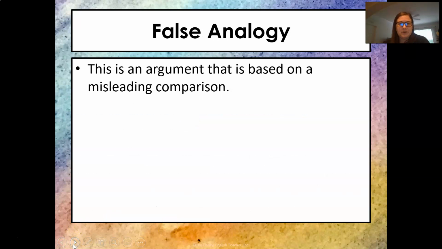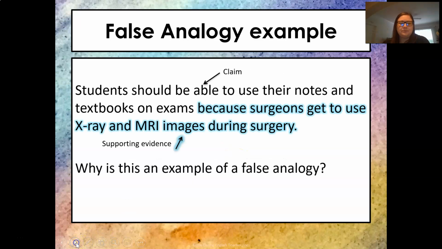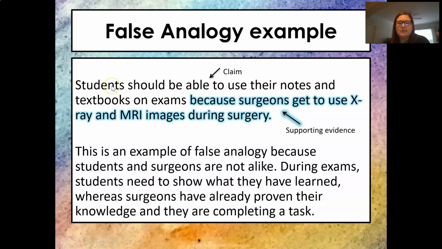False analogy is when you make a misleading comparison. So we say item A and item B are similar. Item A likes Z. Therefore, B should like Z also. And again, when we're using Z here, it just means whatever the product or idea is. So students should be able to use their notes and textbooks on exams because surgeons get to use X-ray and MRI images during surgery. This is an example of a false analogy because it is trying to make the comparison that students and surgeons are the same.